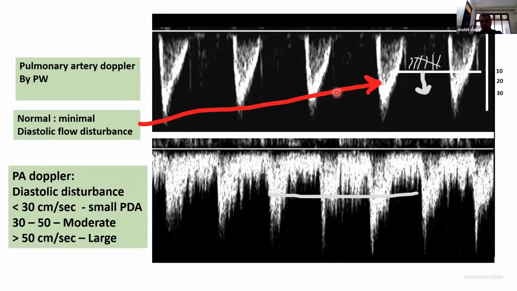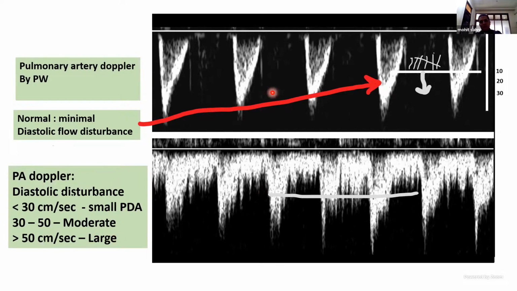But if there is a PDA, there is left to right shunting. So you will have a lot of disturbance because of that left to right shunted flow in the pulmonary artery. So we calculate the end diastolic velocity of this diastolic disturbance, that flow we get. If that is less than 30 centimeters per second, it is a small PDA. The more the blood flow from left to right, the more the disturbance. Hence, if the velocity is 30 to 50 centimeters per second, that shows a moderate duct. And if it is more than 50 centimeters per second, that shows there is a large duct.